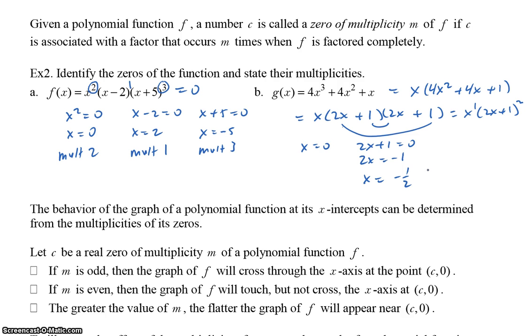What about the multiplicities? Well, the factor that gave us x equals 0 occurred only once, x to the first. So the multiplicity of 0 is 1. The factor that gave us x equals negative 1/2, 2x plus 1, occurred twice, (2x plus 1) squared. So the multiplicity of negative 1/2 is 2.